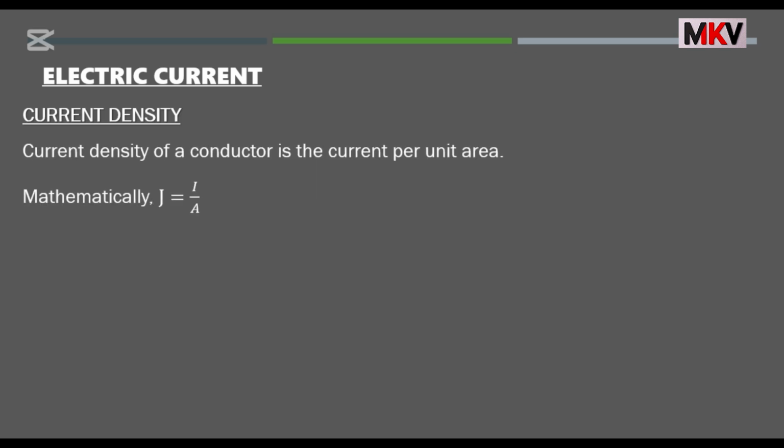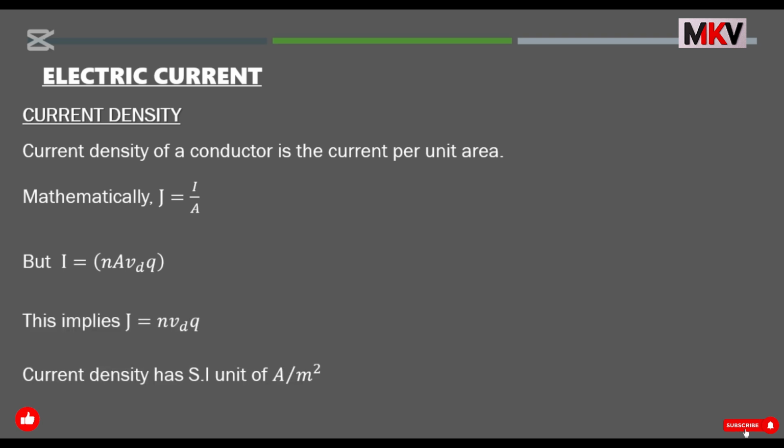Now, current density. The current density of a conductor is the current per unit area. If we take a conductor of area A, the current flowing through the area, per the area of the conductor, gives the current density. So mathematically, we have J equal to I over A.